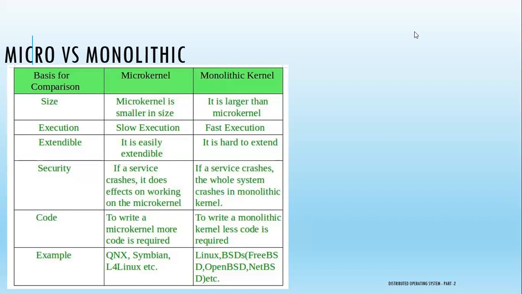So in this screen, a micro versus monolithic kernel comparison is given in terms of size, in terms of execution, whether it is easily extendable or very hard to extend, and from a security point of view, then core, and examples have also been given in this table.